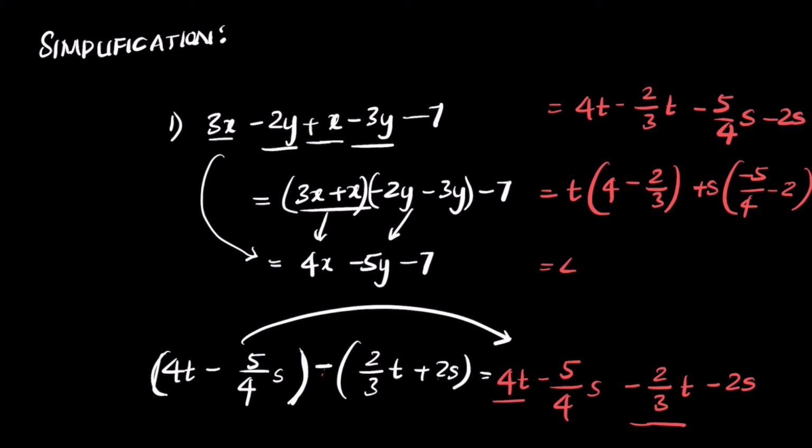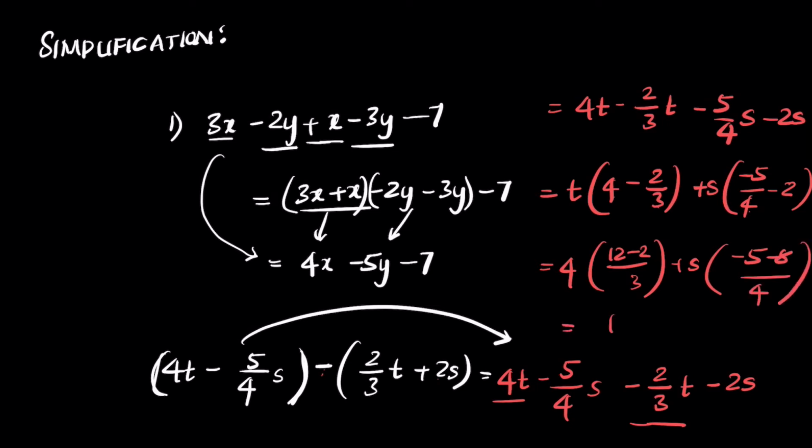So now we have t times 4 minus 2 by 3. 3 times 4 becomes 12, so 12 minus 2 by 3, that gives 10 by 3 into t. Plus s into minus 5 by 4 minus 2, that is minus 5 minus 8 by 4, which gives a value of minus 13s by 4. So this is the final answer for the expression. This is how you simplify algebraic expressions.